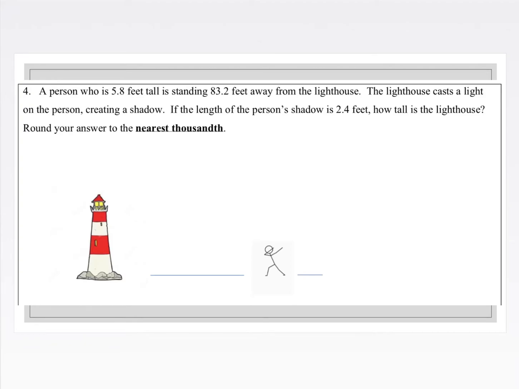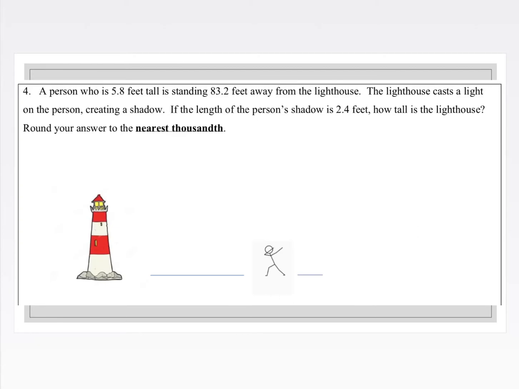A person who is 5.8 feet tall is standing 83.2 feet away from the lighthouse. The lighthouse casts a light on the person, creating a shadow. If the length of the person's shadow is 2.4 feet, how tall is the lighthouse? Round your answer to the nearest thousandth.